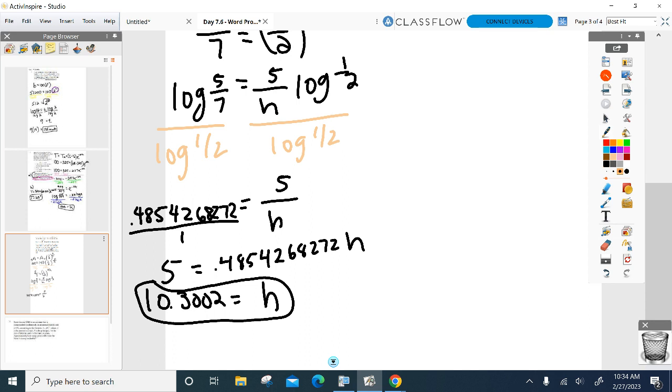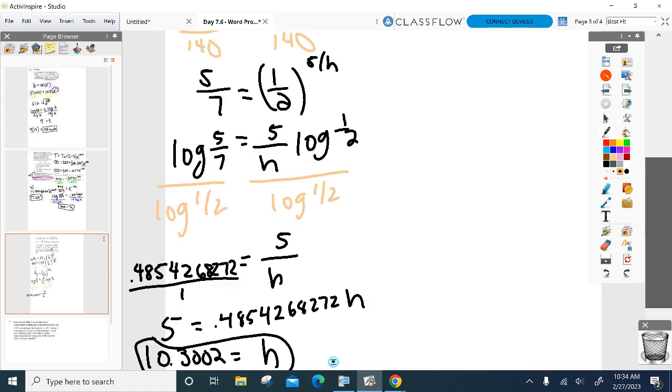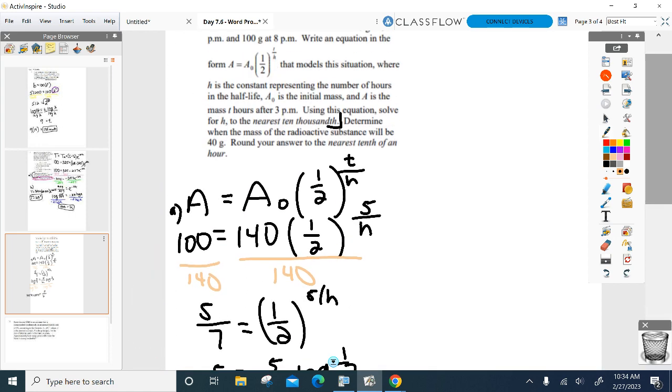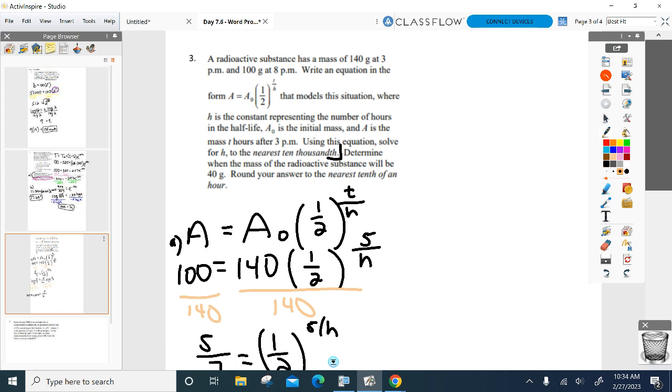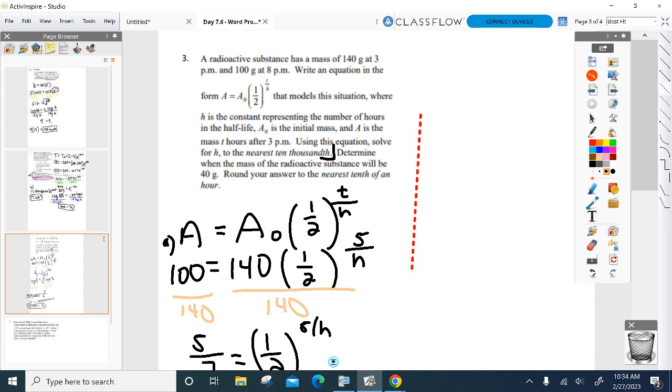10.3002. Oh, we still need to find out. Okay, last part of this question, because the first part was to find H. Ready? Second part. Tell me how long it's going to be to hit 40 grams now. How long is it going to take to hit 40 now? You know H now. We know the H value, so we can plug that in. How long is it going to take to hit 40?